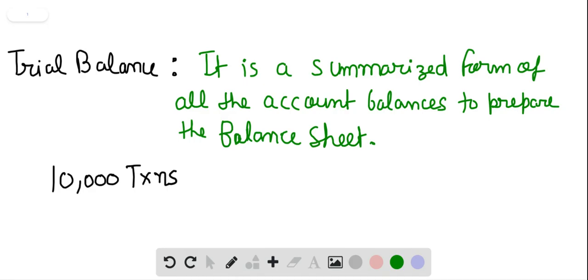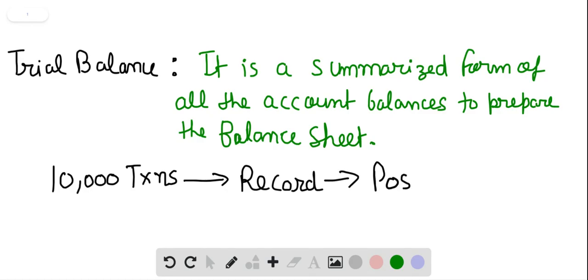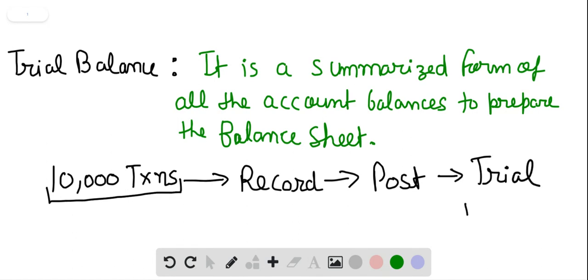So an accountant is employed by the business entity to record such transactions. Followed by that, the accountant posts those transactions. After posting we arrive at the trial balance. So what does the posting step give us? It gives a high level detail of all the account balances.